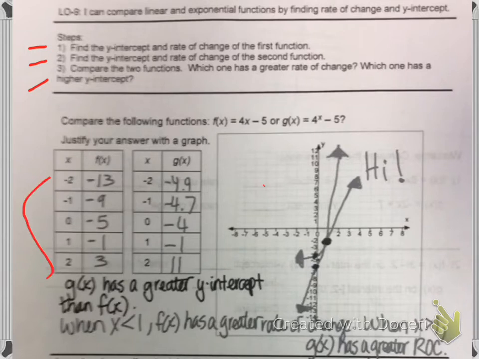We make our function table, so if you plug in -2, you get -13, -1, you get -9, 0, -5, and 1, -1, 2, 3. Plot our points. Notice that that's linear. We also notice that's in slope-intercept form. So this is f of x.